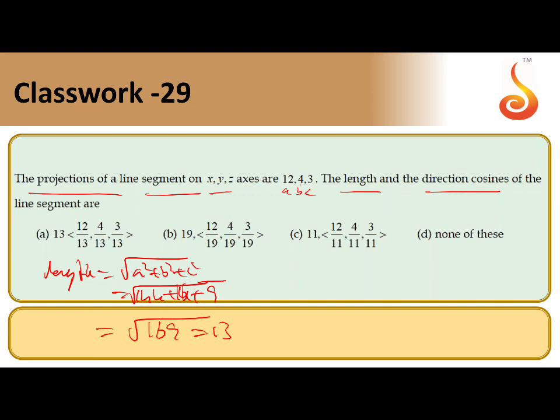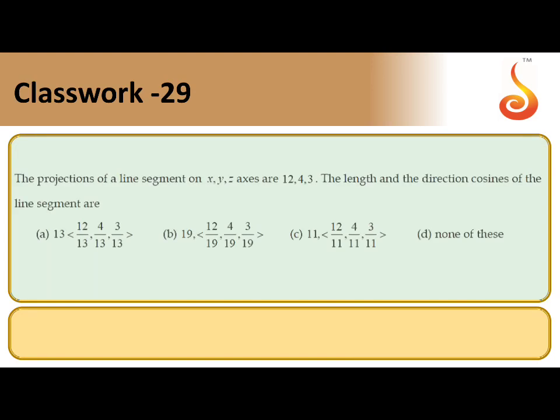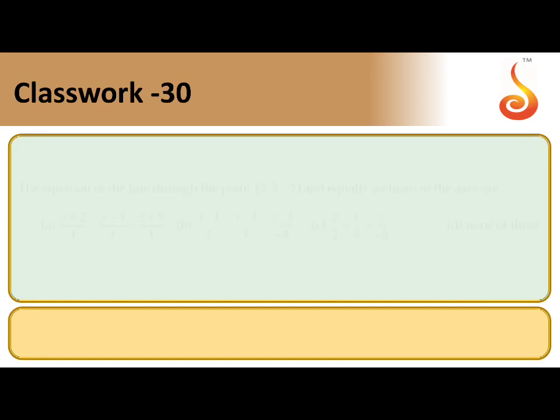The DCs are 12 by the length of the segment, 4 by the length of the segment, and 3 by the length of the segment. So the DCs will be 12 by 13, 4 by 13, and 3 by 13. This is called the DCs of a line segment. Clear? Option A is the right answer. This is a simple question. Check the answer. Answer A is correct.